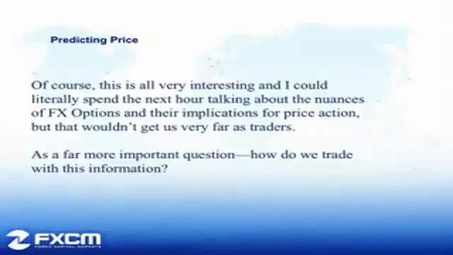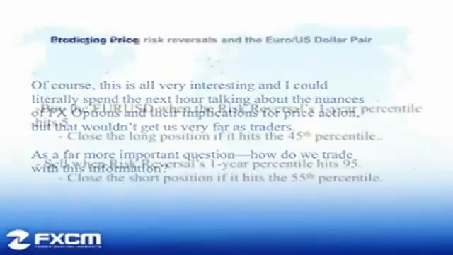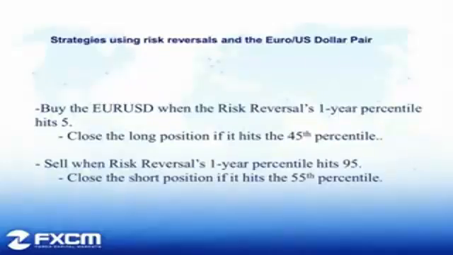If you attended my SI presentation, you know that I like simple trading strategies. This is relatively simple. It's kind of like a range trading strategy using risk reversals. I'm going to buy the euro-US dollar when the risk reversals are the most bearish, basically the lowest fifth percentile in the past year. I'm going to close that long position if it goes back to the 45th percentile. Sell when risk reversals hit their most bullish, in the top fifth percentile of the past year. Close the short position if it pulls back to the 55th percentile.